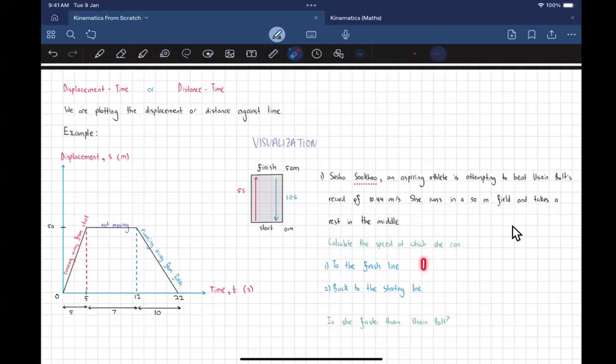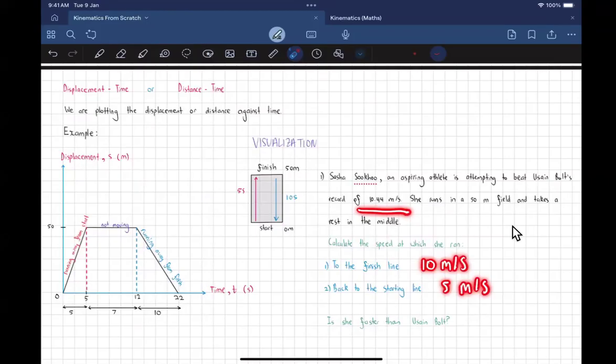In the first run, she ran at 10 meters per second, and in the second one, 5 meters per second. Usain Bolt ran at 10.44 meters per second. Did she run faster than him? Yeah? Tell me how she ran faster than him.